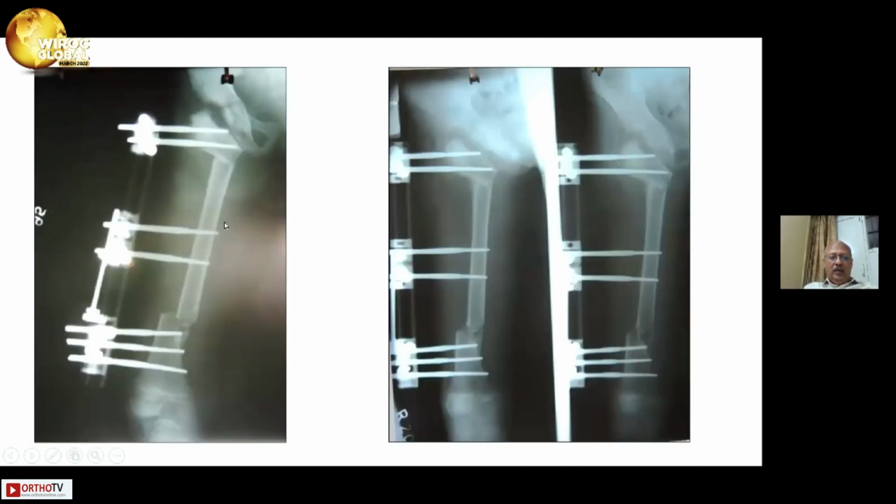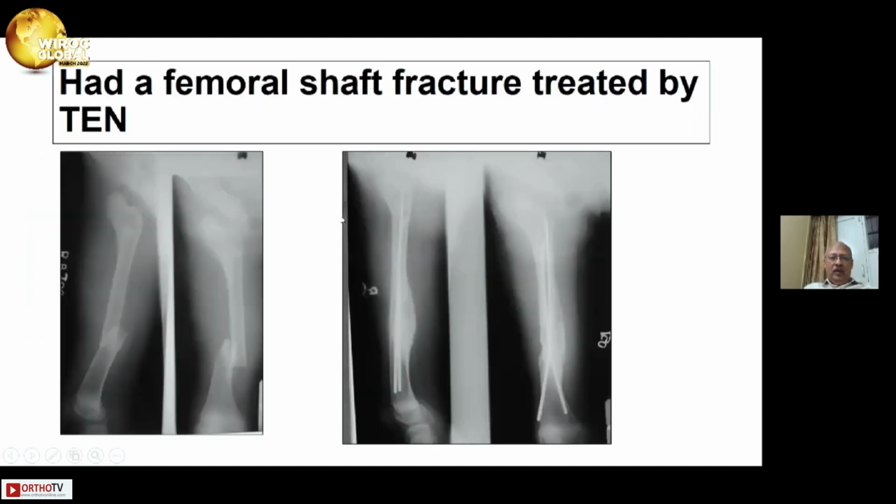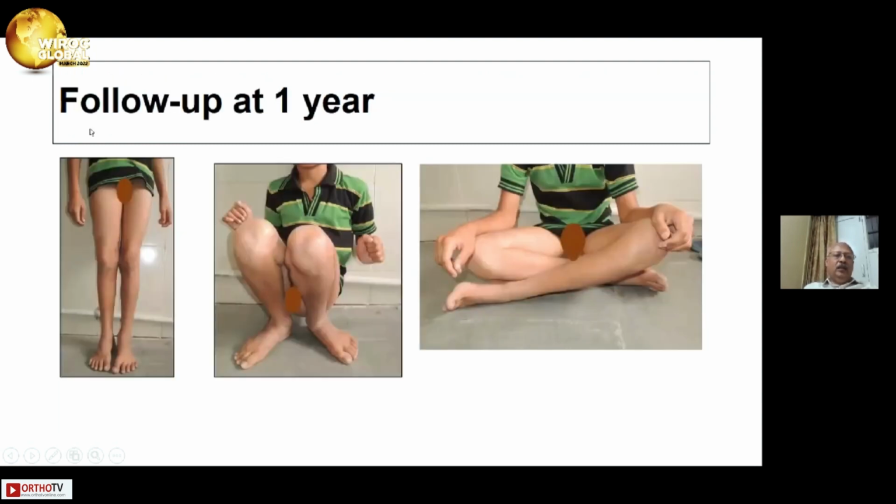And this is after about 6 weeks, and things were consolidating. We removed the fixator after consolidation, but this patient had a femoral shaft fracture at the distal site, which was treated by closed reduction and elastic nailing, as you can see. And this is a follow-up at 1 year.